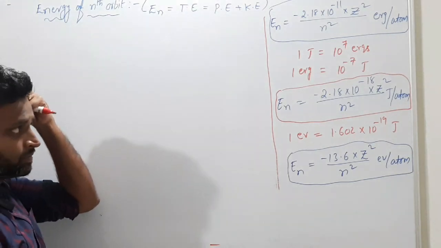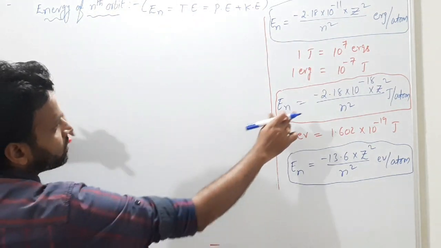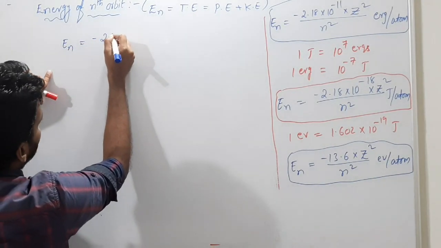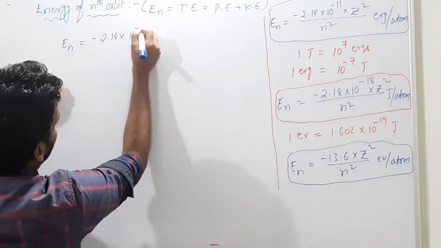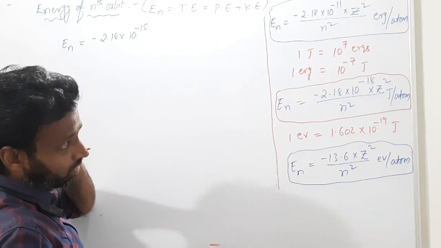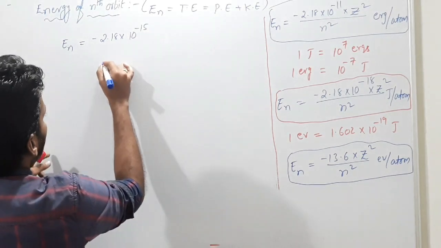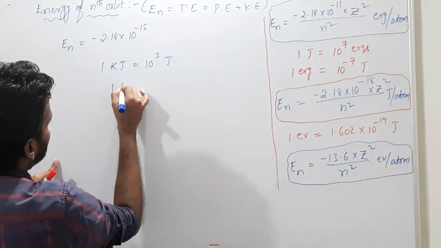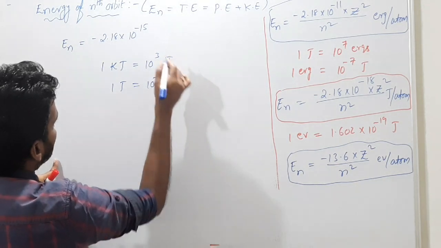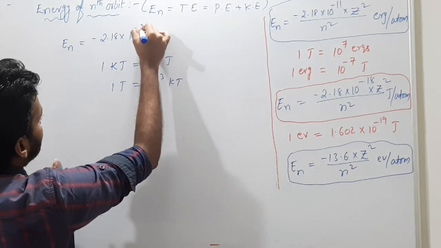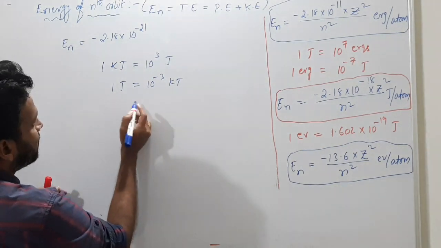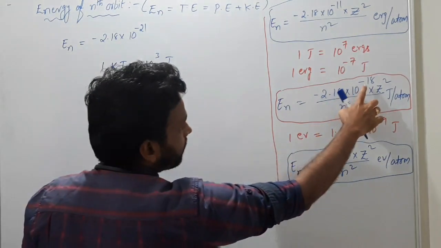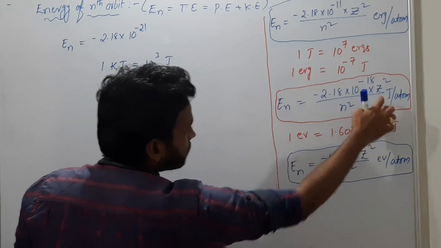In kilojoule per atom. So energy of nth orbit is minus 2.18 into 10 power minus 18. 1 kilojoule means 10 power 3 joules, right? So 1 joule means 10 power minus 3 kilojoule. So it's not 10 power minus 18, it's 10 power minus 21. Understanding? 1 joule means 10 power minus 3 kilojoule. Following everyone, minus 2.18 into 10 power minus 18 into Z square by n square joule per atom.